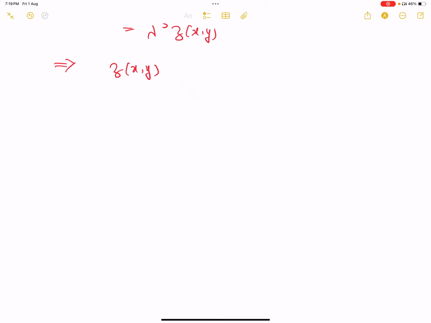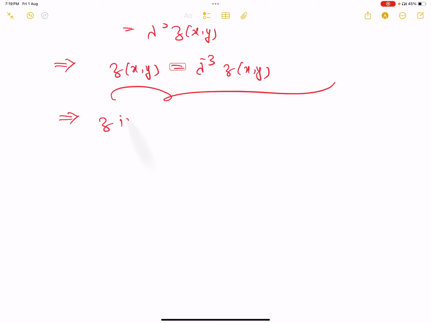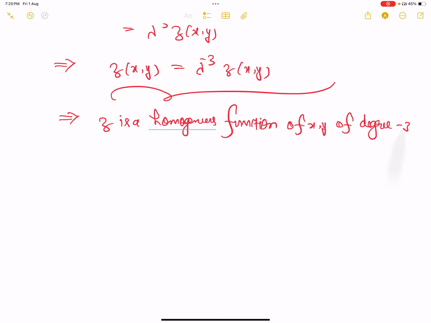So z of x, y is nothing but lambda to the power minus 3 z of x, y. So the meaning of this is that z is a homogeneous function of x, y of degree minus 3.